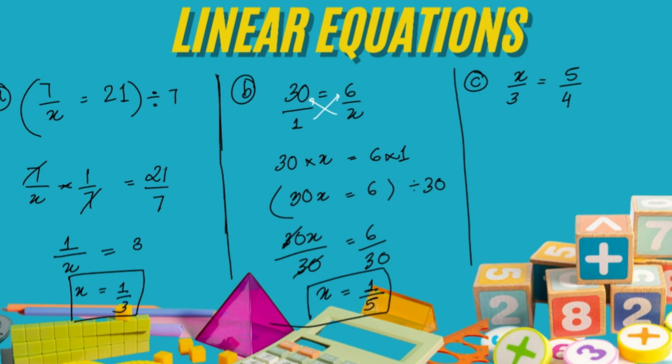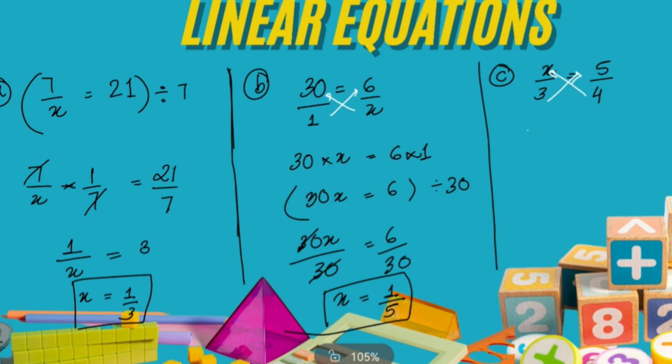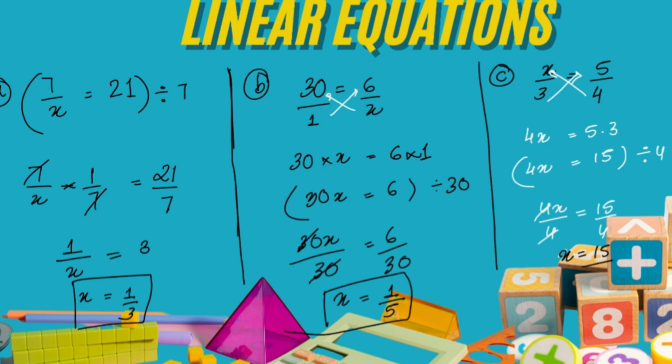Let's move on to the next one. Same as the first question, we are going to do the cross multiplication method. 4 times x is equal to 5 times 3, we get 15. So 4x is equal to 15. Now we are going to divide the whole equation by 4. We get 4x upon 4 is equal to 15 upon 4. 4 gets cancelled. The value for x we got here is 15 upon 4.